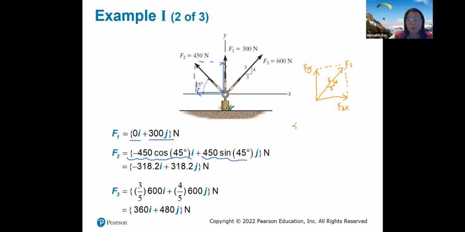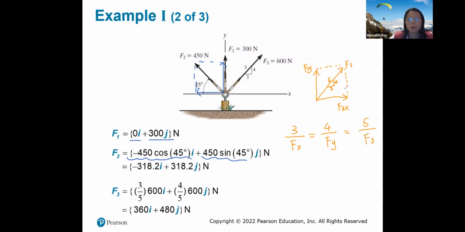So I have 3 is the horizontal. That's corresponding to your Fx horizontal. Hold on, let me finish writing them. And then 4 is the vertical, which is the Y component. And then the 5 will be the F3, the diagonal.